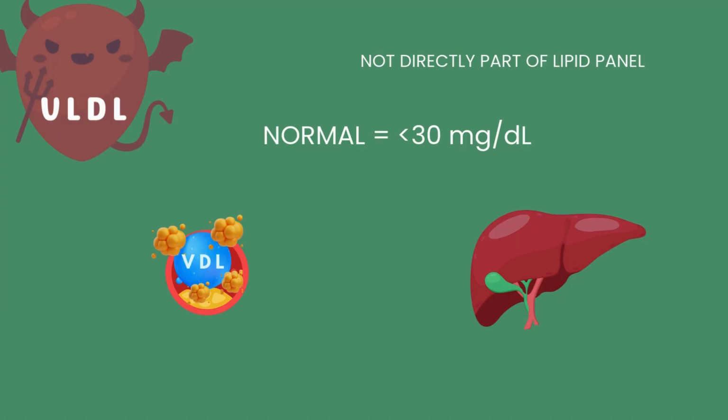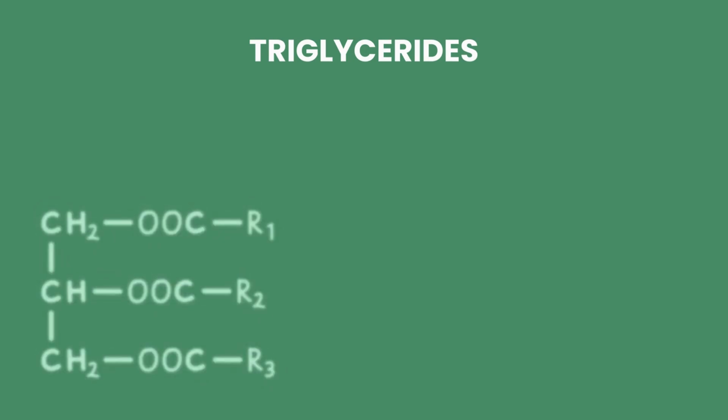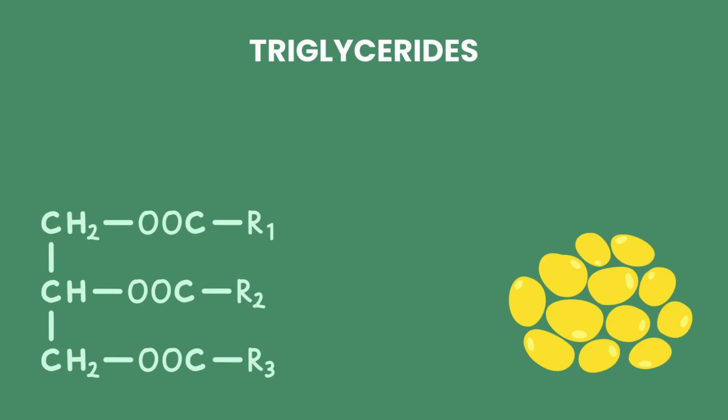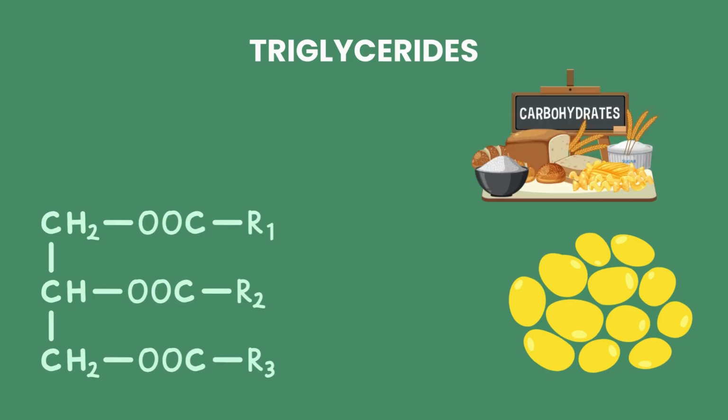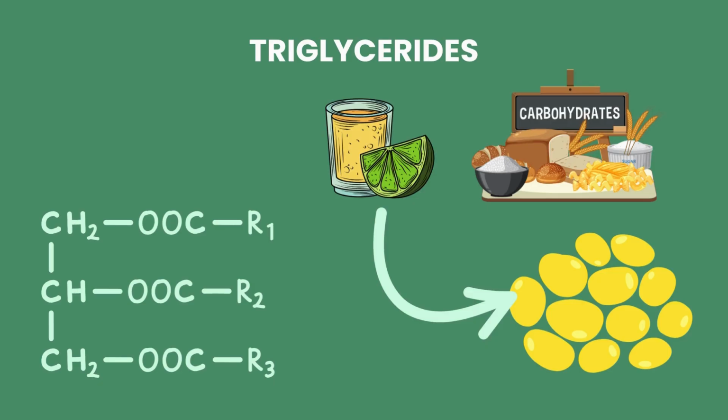When reviewing a lipid panel, triglycerides are another essential component to assess. Triglycerides are a type of fat or lipid found in your blood. They are stored in fat cells and can be used as an energy source between meals. After you eat, your body converts excess calories, especially from carbohydrates and alcohol, into triglycerides.